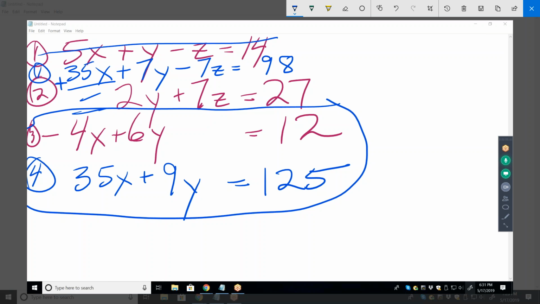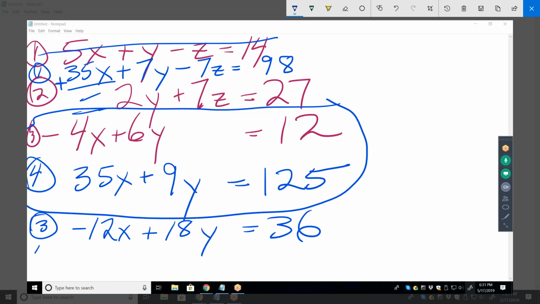Very good. What's my new equation 3 going to be? What am I going to multiply the top equation 3 by? Okay, what am I going to multiply equation 4 by? Okay, perfect. So, equation 3, you said multiply it by 3, right? With me? Equation 4, you said multiply by -2.